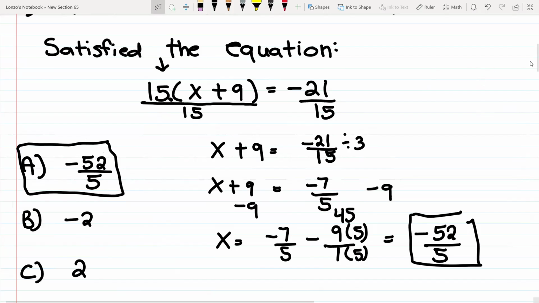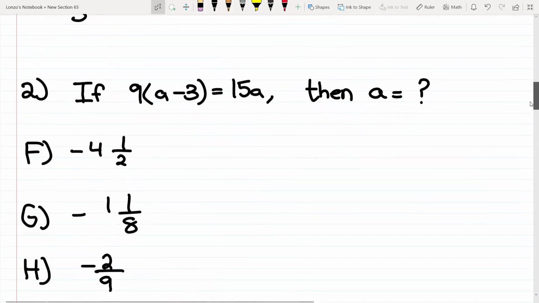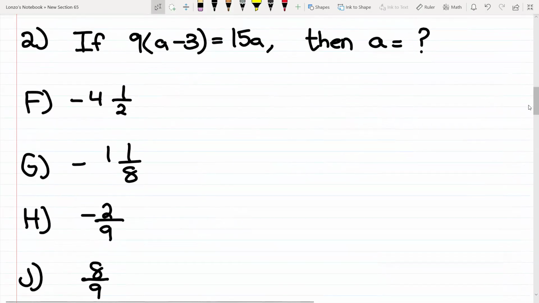Okay, let's move on to question two. Question two: if you have 9(a - 3) = 15a, then a equals what? In question two, I'm going to FOIL that out. I know you can get rid of the 9 immediately by dividing both sides by 9, but I'm not going to, because it doesn't get rid of this a right here. So here, let me write it out.